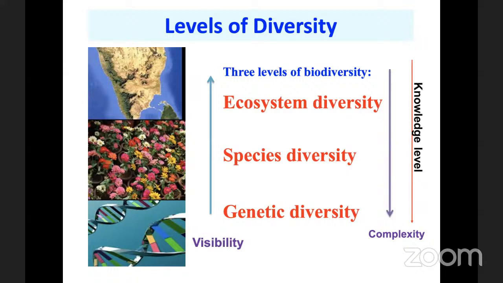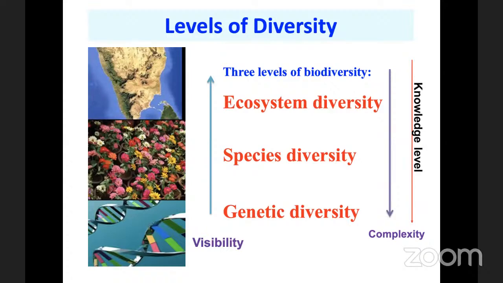The second level is species diversity. You have different species within each group. For example, if you look at plants, you have different families, and within families you have genera. Within a genus, you have a number of species. The third is genetic diversity, which is within a species. It's not across species, but within a species, where you look at different populations of the species and look at the diversity.